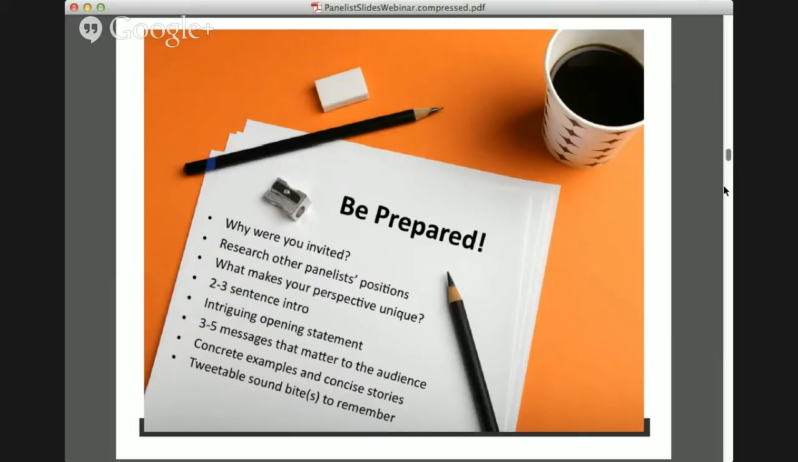You want to also back up those messages with some concrete examples and some concise stories. So let's say you have 3 talking points. Have an example and or a story that backs up that talking point, so that you're being very respectful of the audience's time, as well as your other panelists. 45 minutes or an hour goes very, very quickly, especially if you have 5 or even 6 panelists. If you only have 2 or 3, boy, you've got a lot more time, and maybe you can stretch things out a little bit further. But most panels have anywhere between 3, 4, 5 people, and you want to make sure that your examples and your stories are really concise and support the messages that you're trying to say.